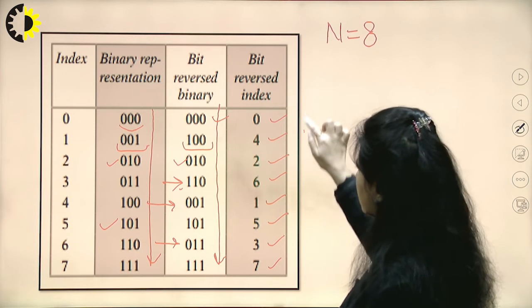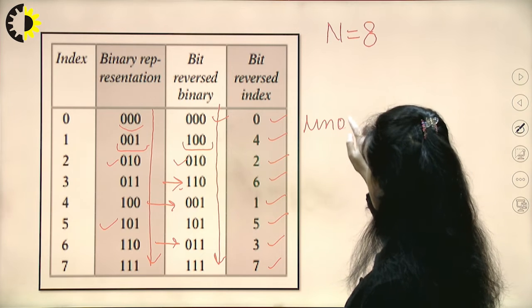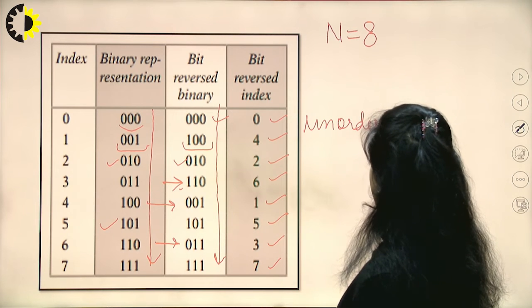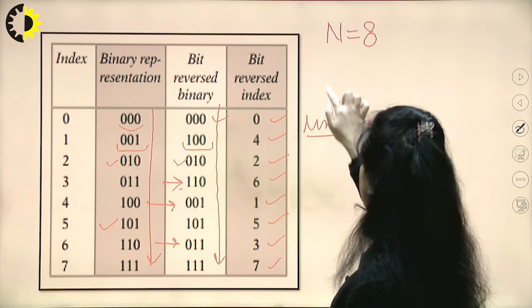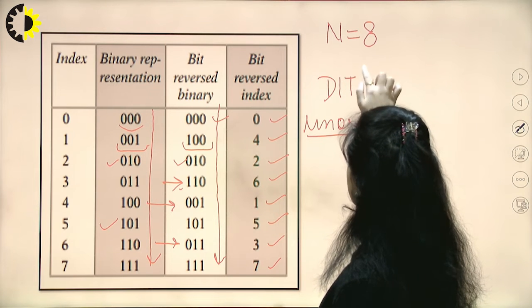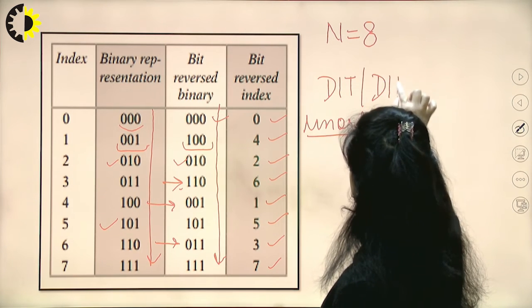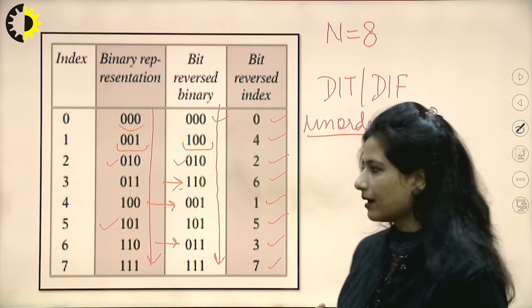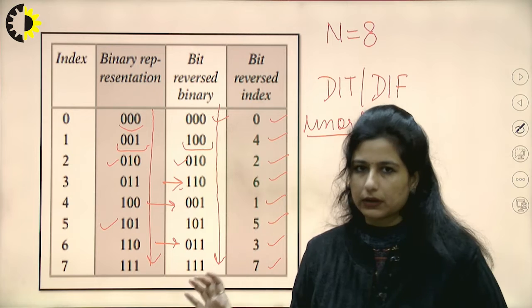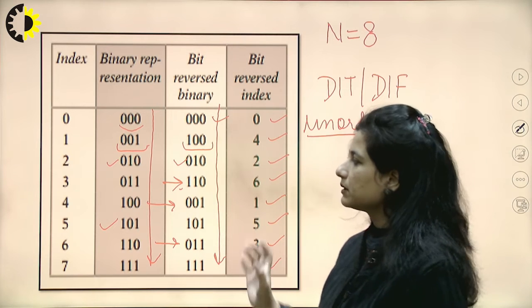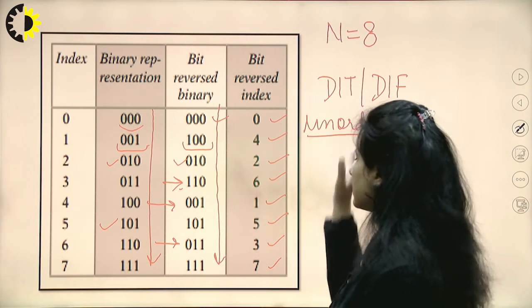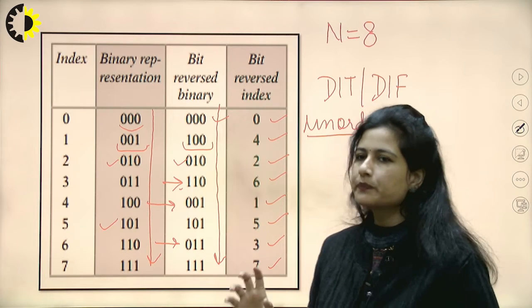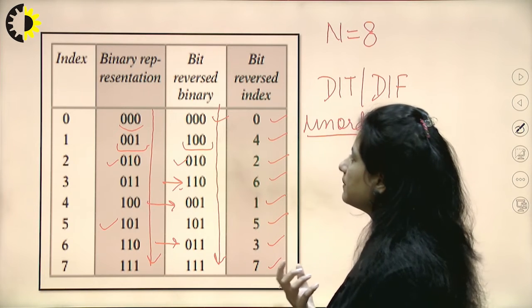And this is the sequence we were talking about, the unordered sequence in the DIT algorithm as well as the DIF algorithm. So when we create this butterfly diagram, this is certain to happen. In DIT, this would appear on the input side. In DIF, this is going to appear on the output side. So this has been deliberately done.